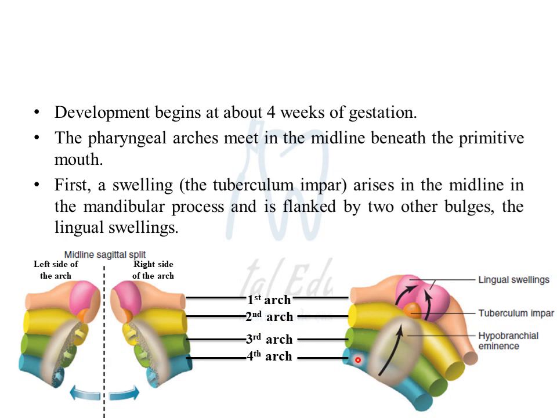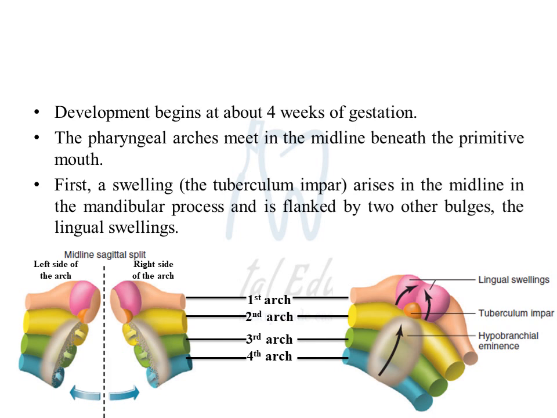If we talk about the number of pharyngeal arches, we basically have six pharyngeal arches. But the first four give rise to different kinds of structures. The fifth and the sixth pharyngeal arches are considered transient pharyngeal arches because they don't give rise to any structures in the body.